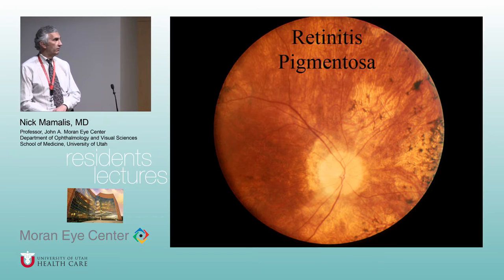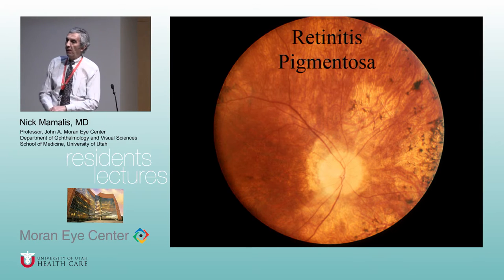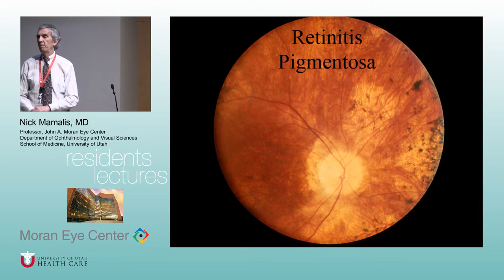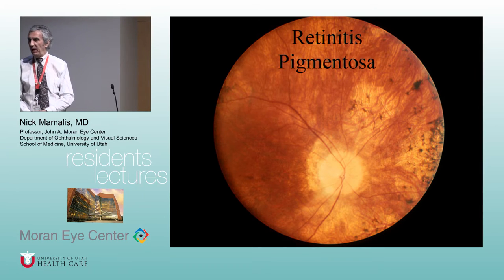Becca, what are the classic findings of retinitis pigmentosa? There's three. And they're all right here. What do you make of that optic disc? The margins aren't really very clear. Well, it's hard to see because it's really pale. It's white. It's got waxy pallor.